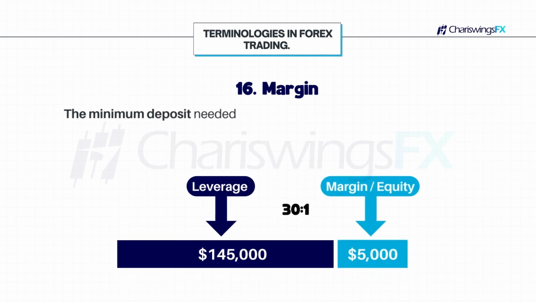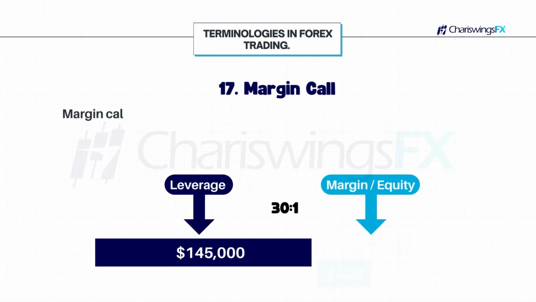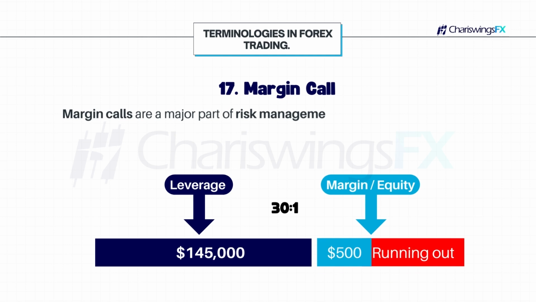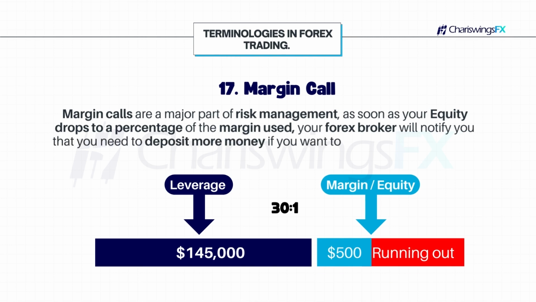16. Margin. The minimum deposit needed to maintain an open position. For example, with an open position of $150,000 and leverage of 30, the required margin is $5,000. 17. Margin call. Margin calls are a major part of risk management. As soon as your equity drops to a percentage of the margin used, your Forex broker will notify you that you need to deposit more money if you want to maintain your position.